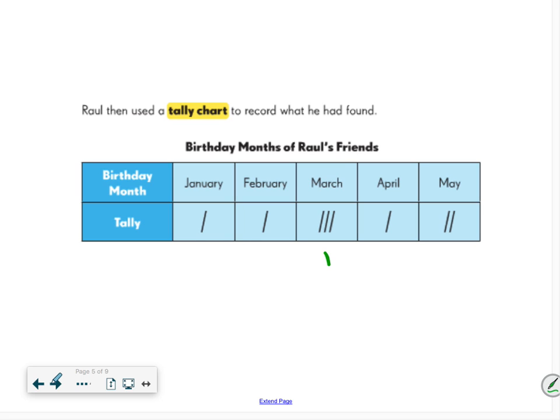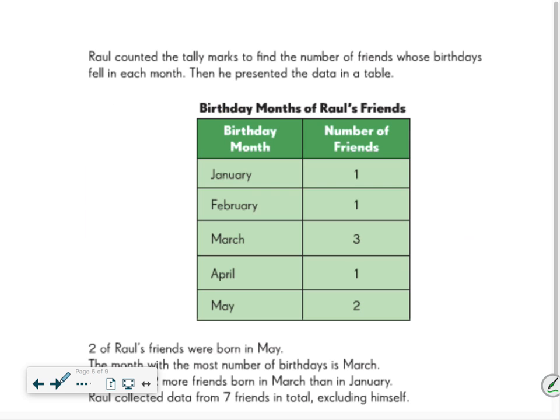So instead of having dashes for each one, he's going to reorganize and put this into another table that uses numbers, okay? So he has, again, a title, birthday months of Raul's friends. He has 2 columns. One is all of the birthday months, so we got rid of the names because we don't really care. We're really finding out how many people were born in which months. So we have January, February, March, April, May. You'll notice that they are in order. It's not like he went January, May, March, February, April. That wouldn't make sense. He goes in order of the months.